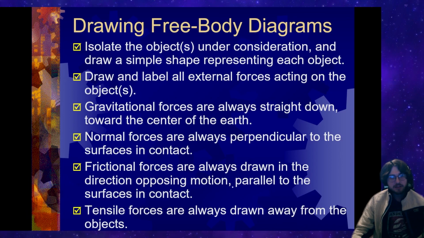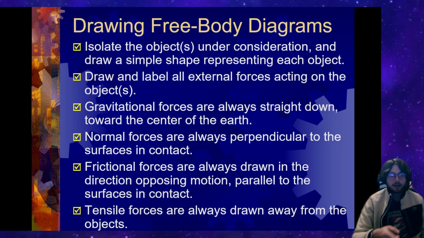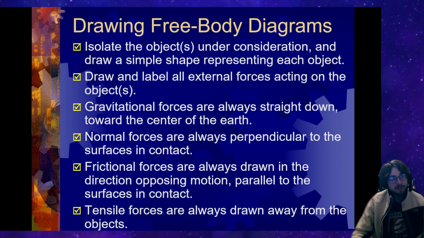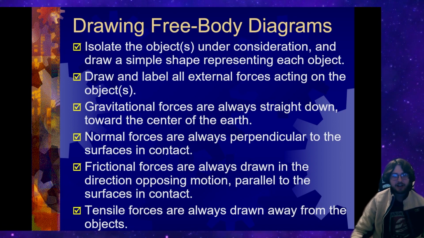That means that whatever direction this object is initially going in, or whatever direction it's trying to go in, the friction force needs to be pointing the opposite way. Friction is the contrarian here. Sometimes it helps you, sometimes it doesn't. It just depends. Another thing is that friction needs to be parallel to the surfaces in contact. As opposed to normal force, which is perpendicular, friction has got to be parallel. So it's going to be going along the surface in contact.